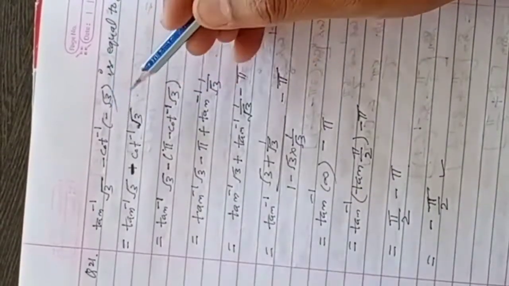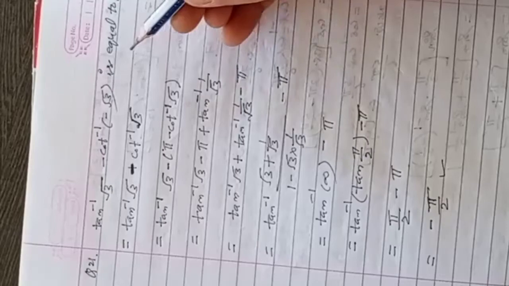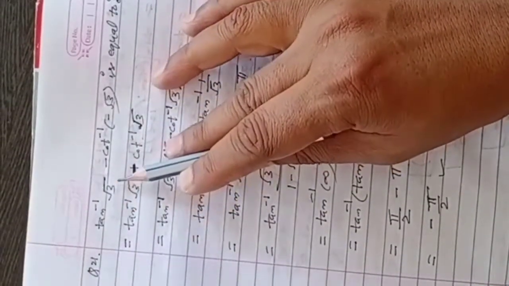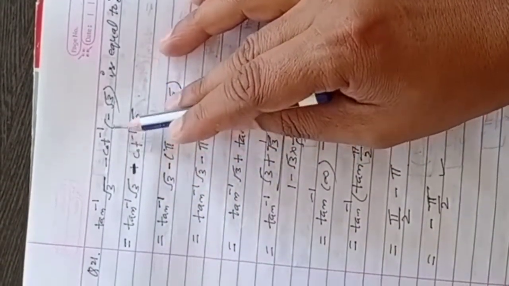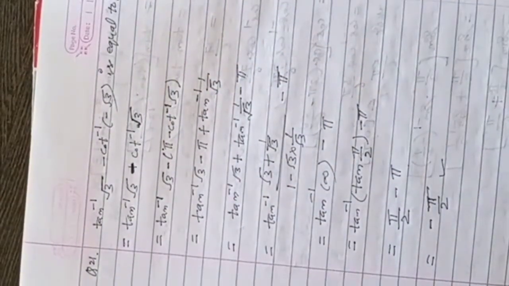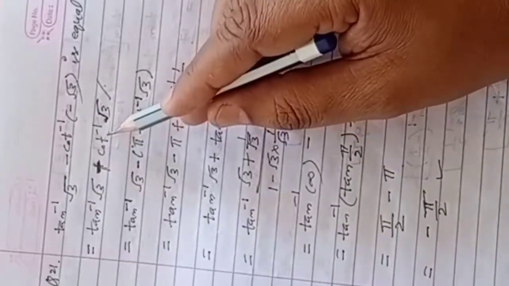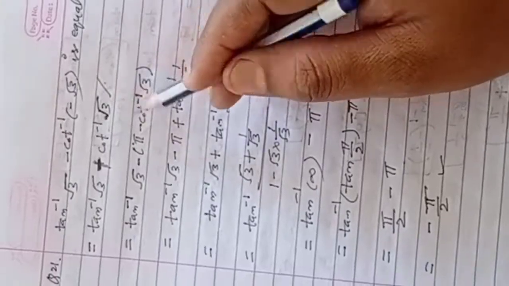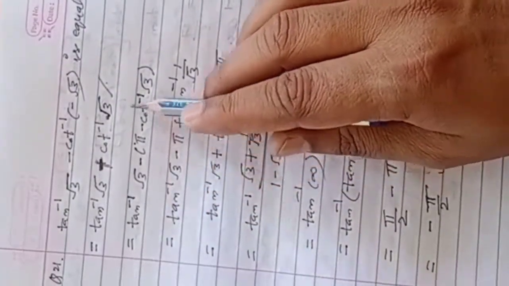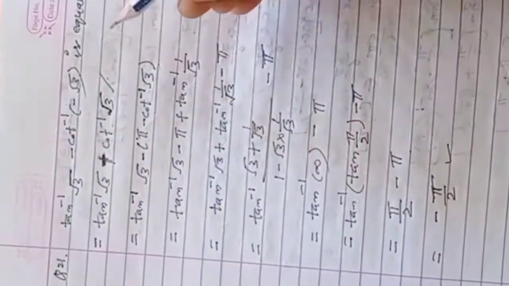Now the last question of this exercise, question number 21. It is also an optional based question. We are solving it, then the right option will automatically come. So tan inverse root 3 minus cot inverse minus root 3 is equal to. So tan inverse root 3 minus cot inverse root 3, we will change it like this.